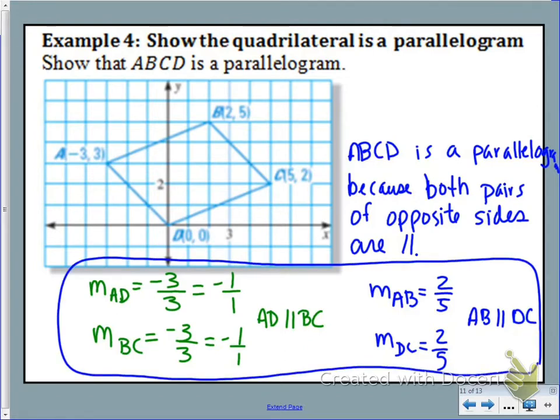So like I said, this is just one of 4 ways that I could show algebraic evidence that this is indeed a parallelogram. We could have used the distance formula, we could have used the midpoint formula, and so forth. So there's lots of ways to approach this. You just have to find the one that you're most comfortable with.